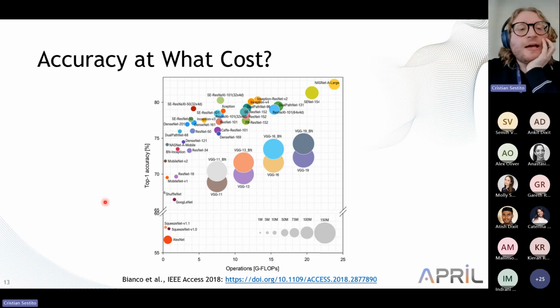Anyway, and a final note, this top one accuracy refers to the ImageNet dataset. That is the state of the art dataset for image classification. It consists of millions of images and 1,000 classes to be detected. So it is a strong benchmark to consider in order to validate your model.